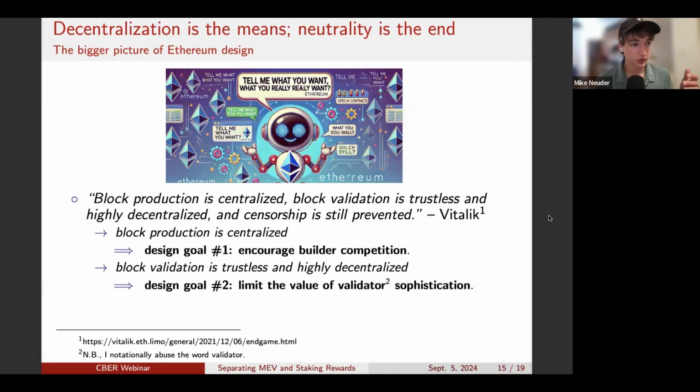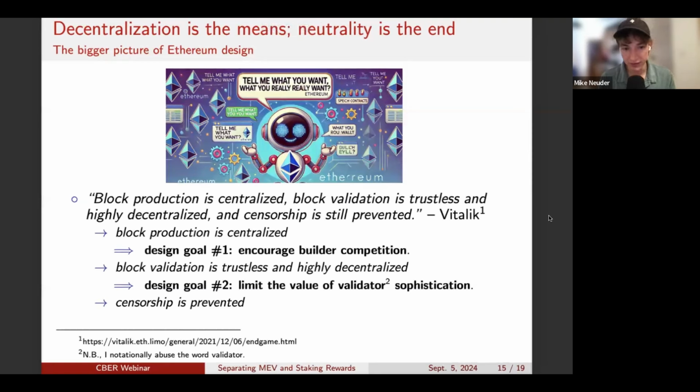Sure, Coinbase can go and spend 10, $20 million investing in the fastest latency connections and everything, but that might only increase the rewards by like 10 bips or 20 bips or something like that, instead of moving the rewards by an order of magnitude or a factor of 2 or something like that. So, low marginal return on validator sophistication.